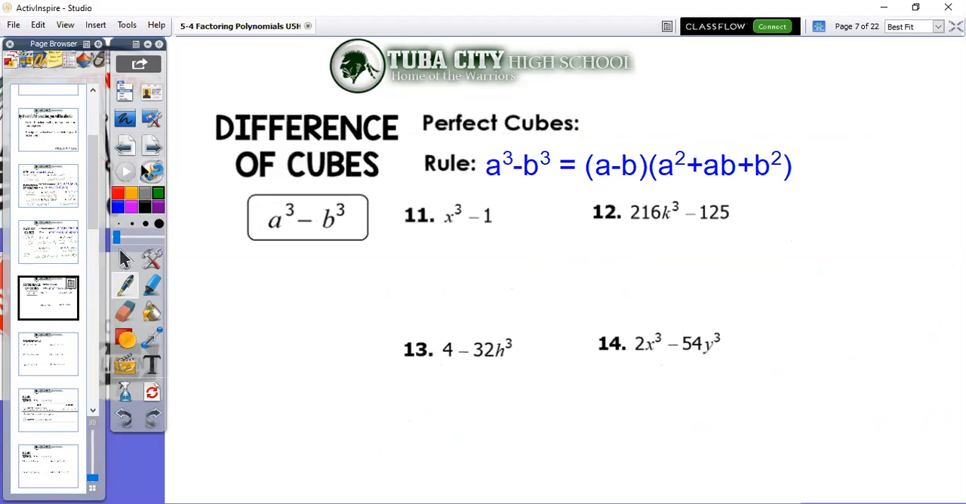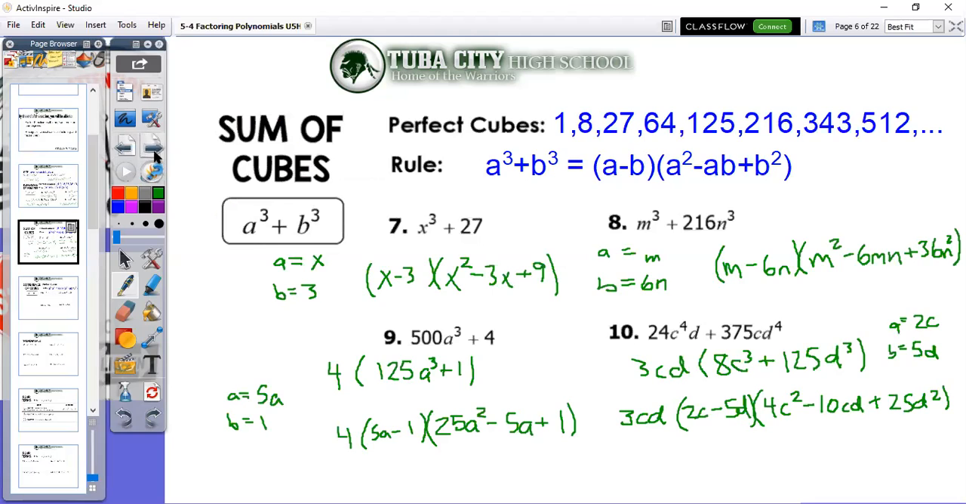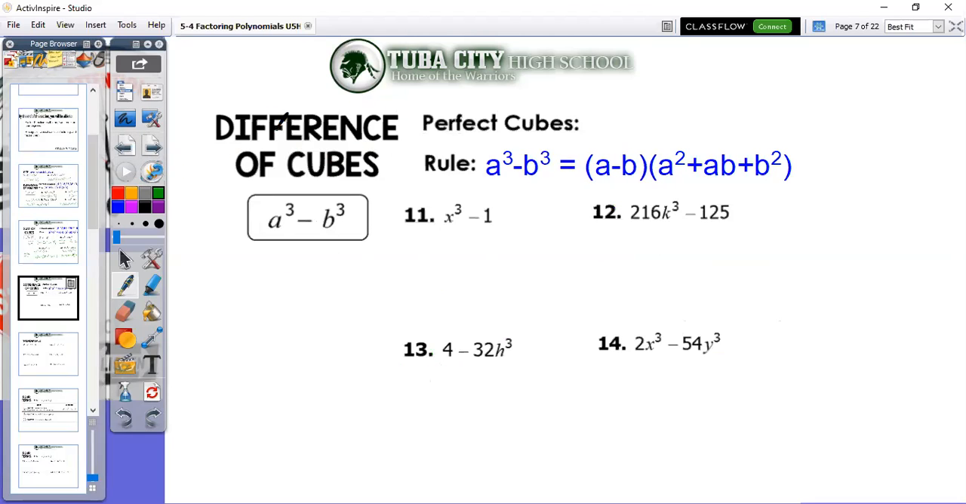So anyway, this is different because the other one was a sum of cubes. Sum means add. Difference means subtract. So we are subtracting a cube number from another cube number. And here we have our rule again. You will need the rule. That's not on the worksheet. So let's see what we can do. So let's identify our A and B value.